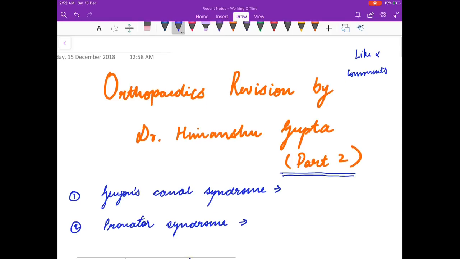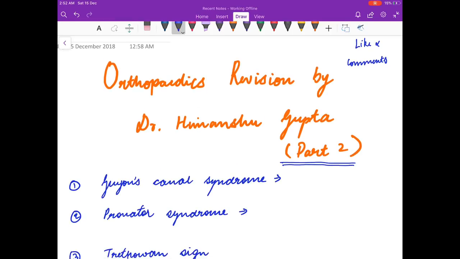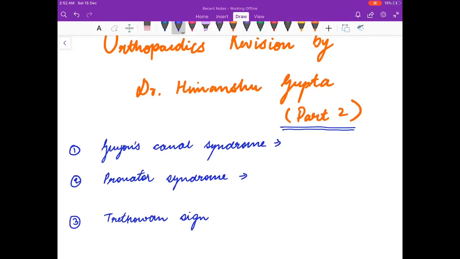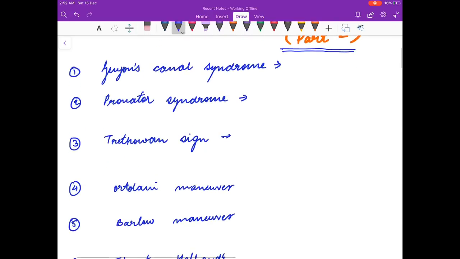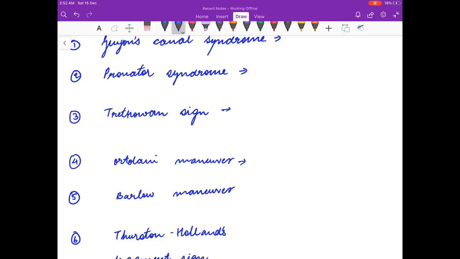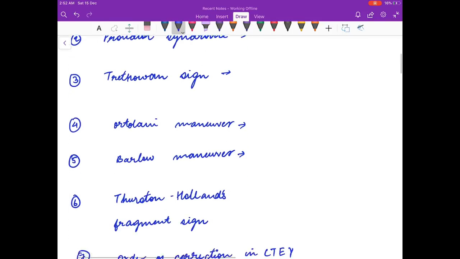So let us begin. Guyon's canal syndrome is due to entrapment of which nerve? Pronator syndrome is due to entrapment of which nerve? Trethoven sign is seen in. What is Ortolani maneuver? What is Barlow maneuver?